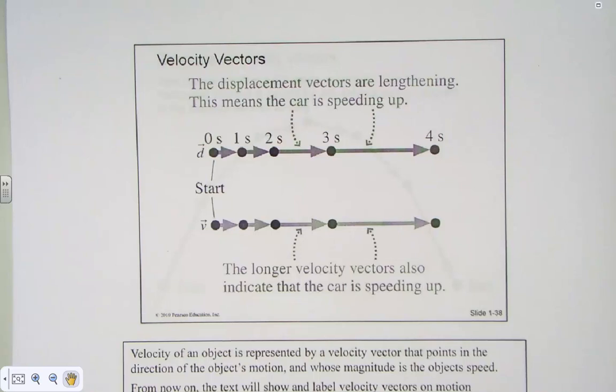The last thing we'll look at and just comment on are displacement vectors that are lengthening and vectors showing magnitude. The velocity of an object is represented by a velocity vector that points in the direction of the object's motion and whose magnitude is the object's speed. We're showing this to remind us that from now on, when we use vector quantities, you'll see the magnitude of that quantity represented by the length of the arrow. So from now on, you'll see labeled velocity vectors on motion diagrams rather than displacement vectors.